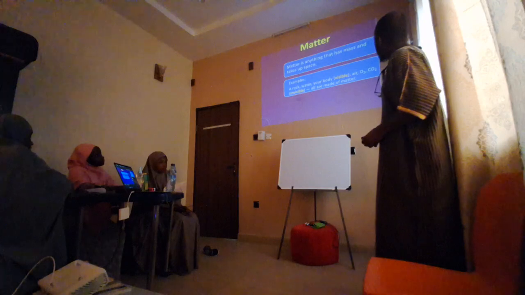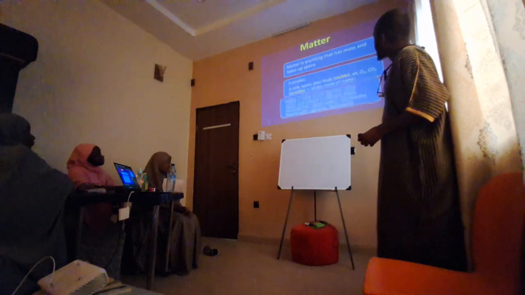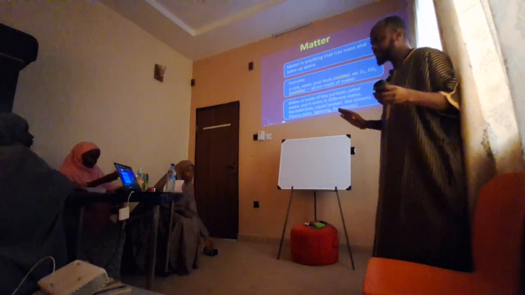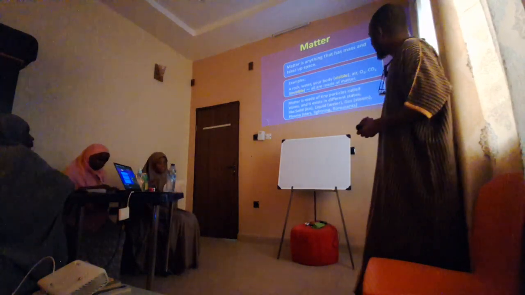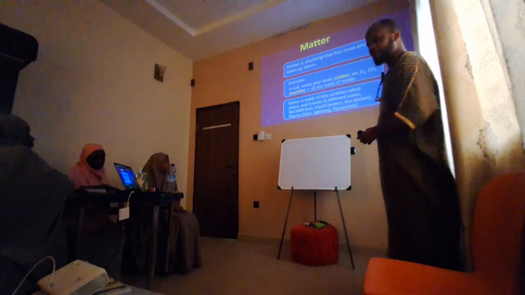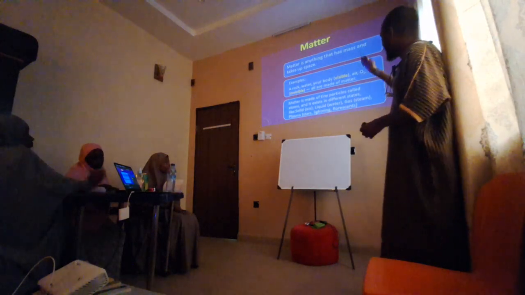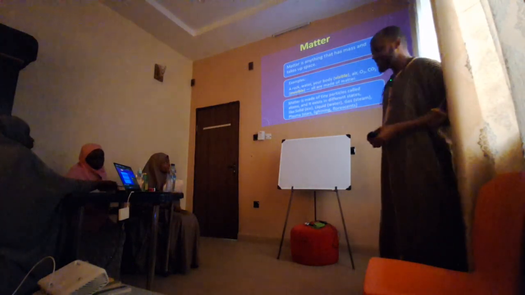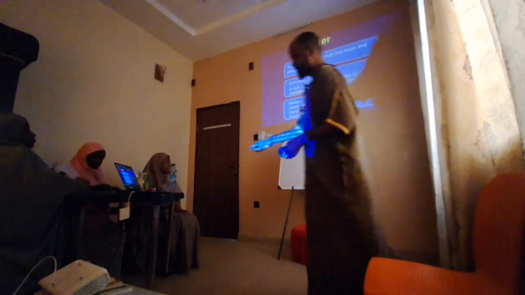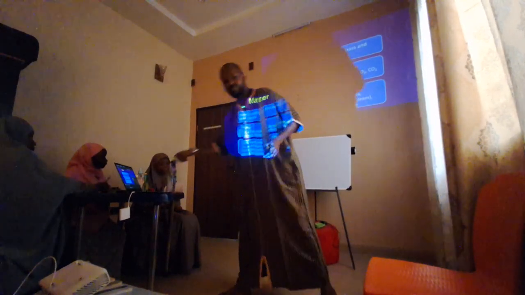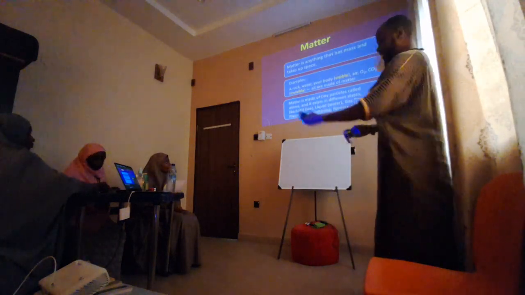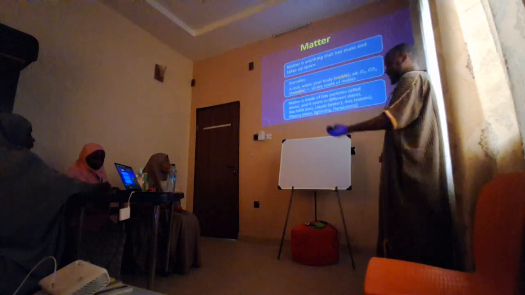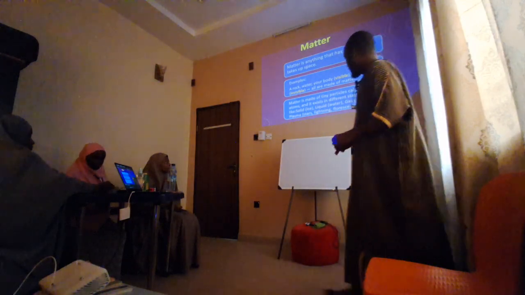Now, matter is made of tiny particles called atoms, and it exists in different states. I have started showing the different states of matter. Solid, like ice, like this key. This key is a solid object, isn't it? And liquid, like water. Gas, like steam, water vapor. Plasma.